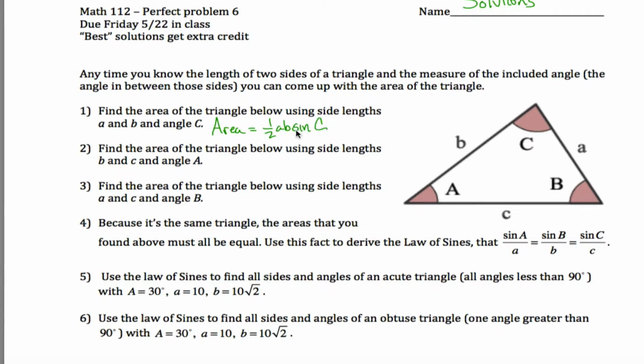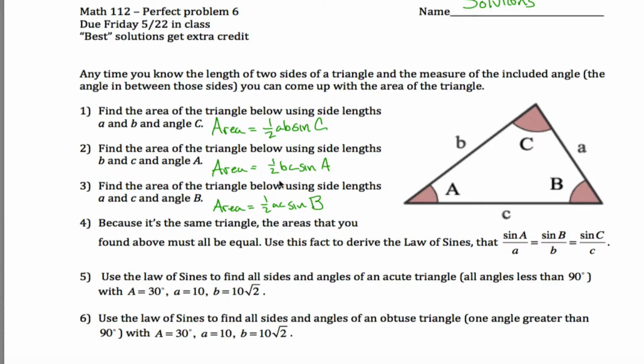This is the more familiar formula from our class. However, you can do that exact same thing on side lengths B and C and angle A. It's just then the area would be equal to 1/2 BC. So playing the role of A is B and playing the role of B is C. And then it would be the sine of A, playing the role of capital C. And similarly, if you use AC and angle B, you got this 1/2 AC sine B.